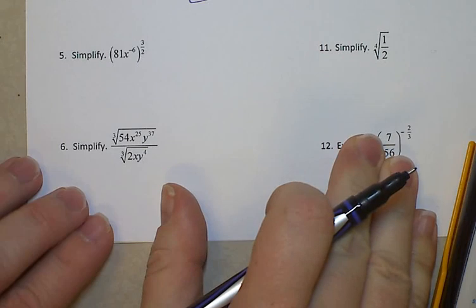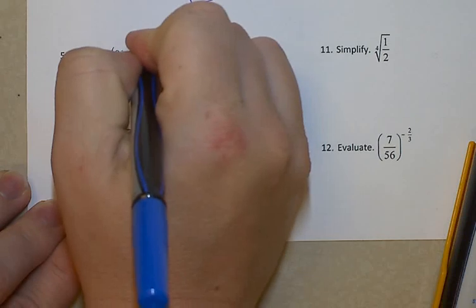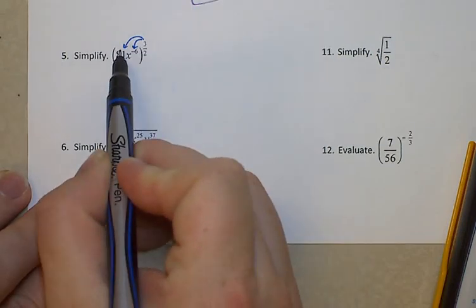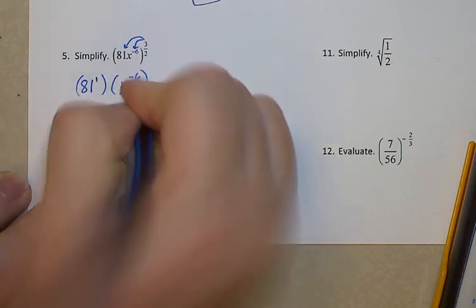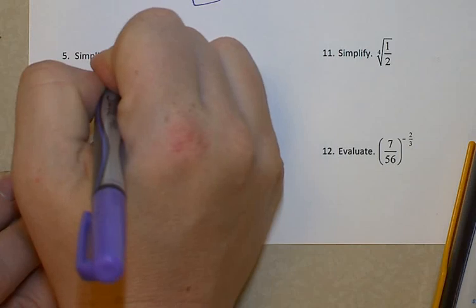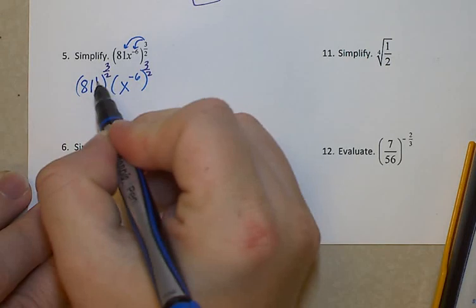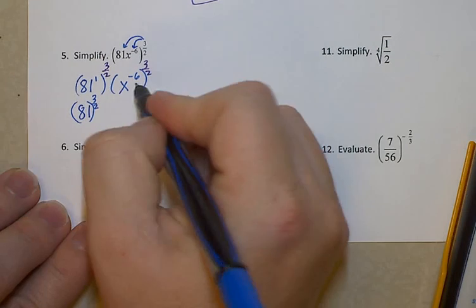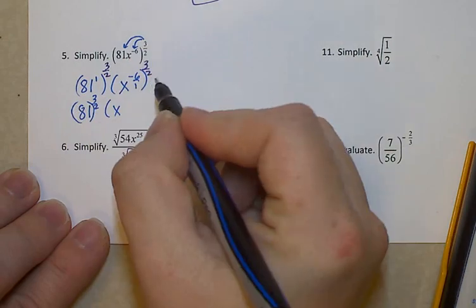Number 5 is much like number 1. I'm going to take this 3/2 and apply it to both the 81 and the x to the negative 6. The biggest mistake I see students make is forgetting to apply this to the 81. Right now we have 81 to the first and x to the negative 6th. And I'm going to apply 3/2 to both. 3/2 times 1 is just 3/2. And this becomes negative 18 over 2. And I know that negative 18 divided by 2 is negative 9.